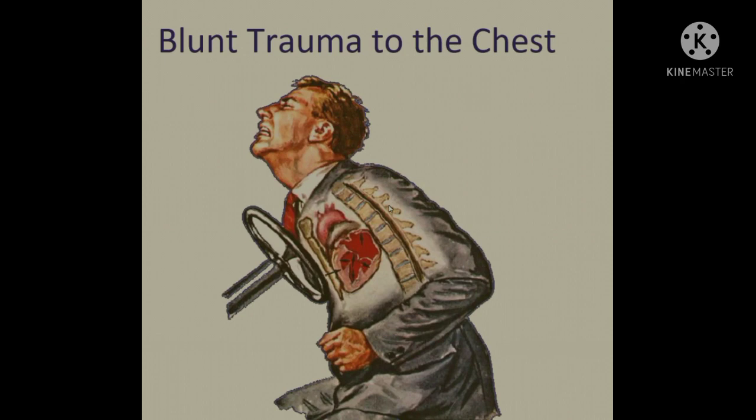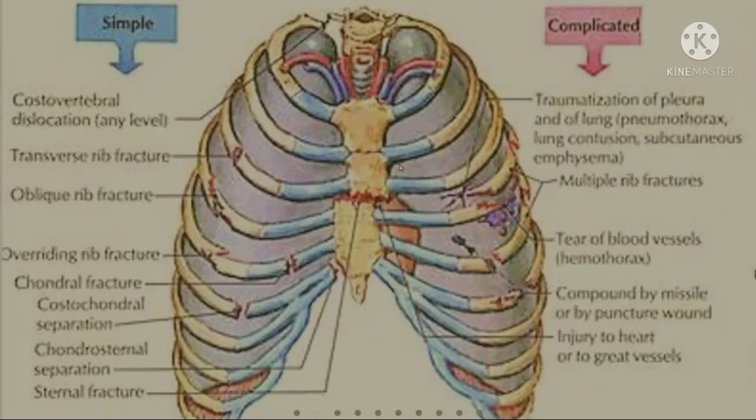So let's discuss the consequences of blunt trauma to the chest. These include simple to complex injuries. On the left side, we are seeing some simple injuries following blunt chest trauma. The first one is costovertebral dislocation, that is dislocation of the rib from its joint at the level of the vertebra. The second one is the transverse rib fracture, as shown in the image. The third is the oblique rib fracture. The fourth is overriding of the rib fracture between the ribs.